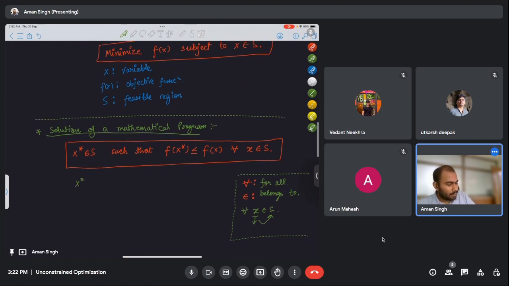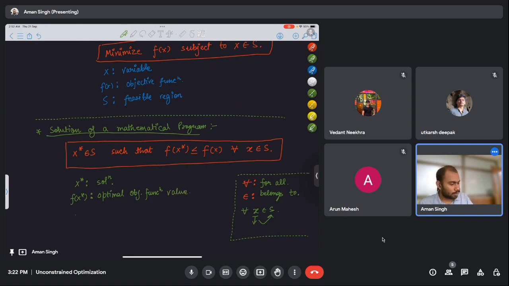Here x star is the solution. A solution of a mathematical program is such a point in S such that for that point the objective function value is less than or equal to the objective function value at all the other points in S. So that's what the solution means. I think it's fairly obvious. It's just a way of writing it in mathematical terms. But if you convert this statement into English, it's fairly obvious. Basically, it's the value where f(x) gets its minimum value. So f(x star) is the optimal objective function value.